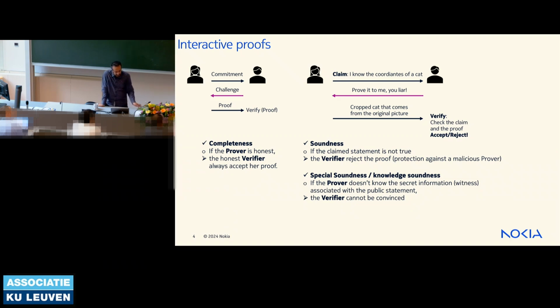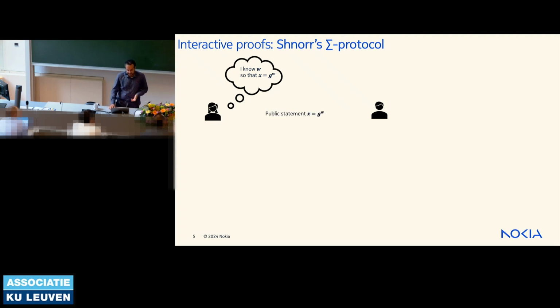So it's a proof of knowledge that Alice knew that coordinate that could claim that thing. You can think of it like that. But there's a very famous old protocol by Schnorr, which is the foundation of most zero-knowledge proof systems. I'm going through this for the first time, of course. So Alice wants to prove that she knows W, so that G power of W is X, and X is a public statement.